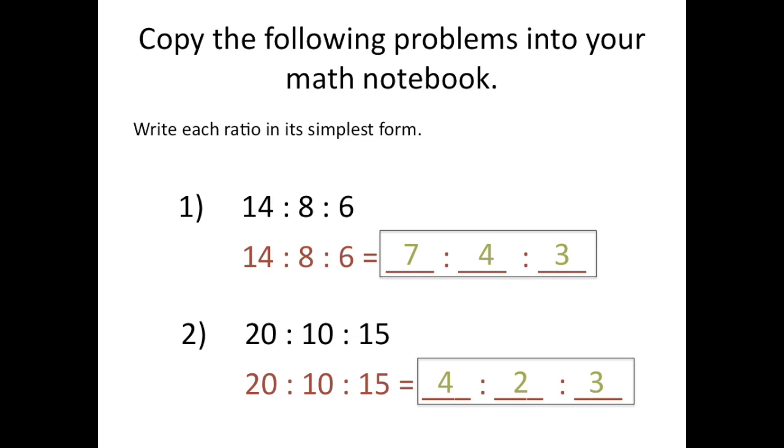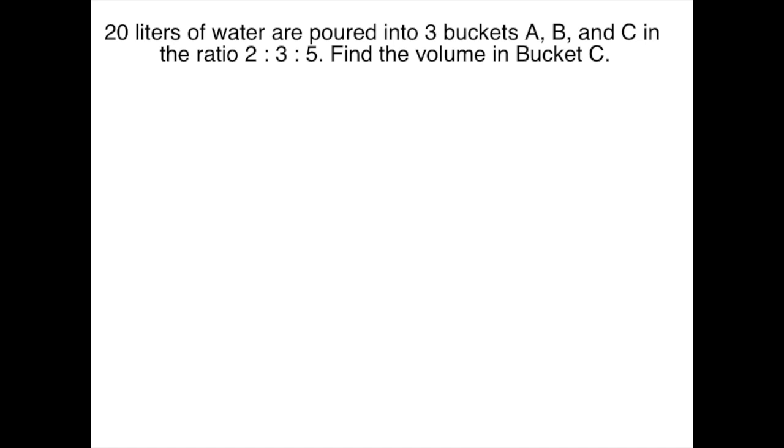You can see it's very similar to what we've already been working with. Okay, let's take a look at a bar model problem together, and you'll see how similar this is to the other ratio problems we were already solving with two quantities. This problem says 20 liters of water are poured into 3 buckets, A, B, and C, in the ratio 2 to 3 to 5. Find the volume in bucket C.